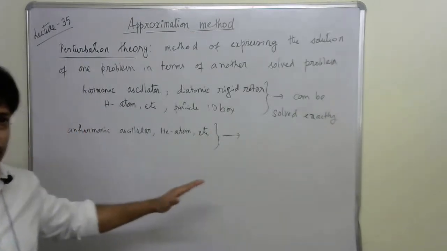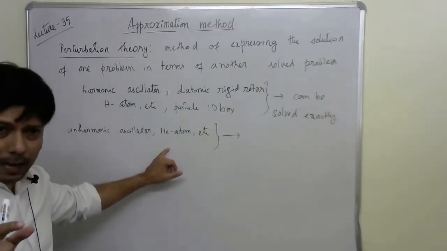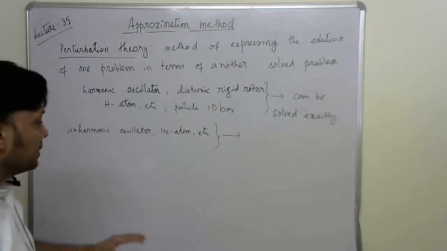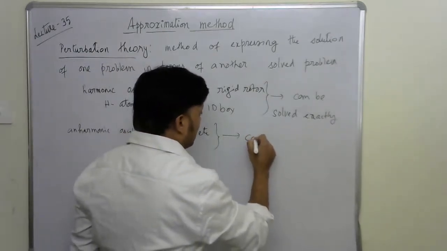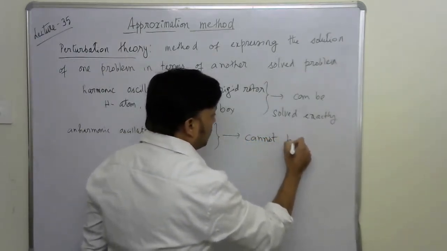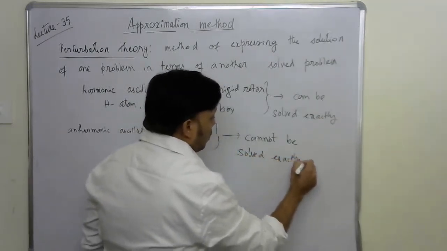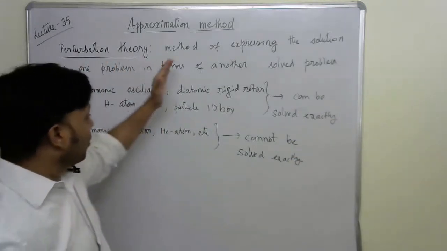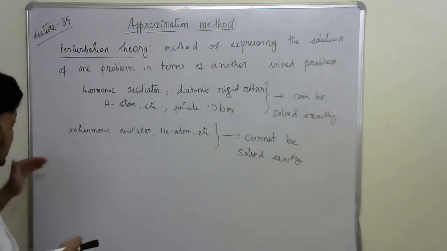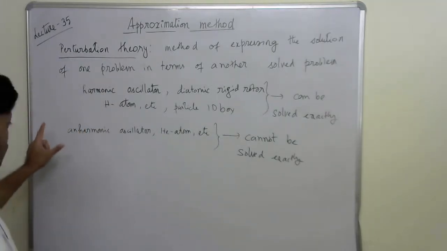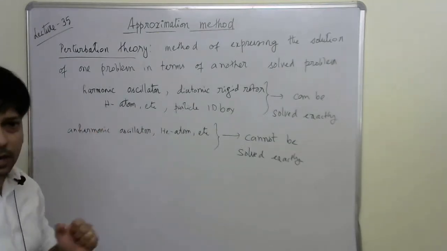But on the contrary, we have just seen that the Schrodinger equation for the helium atom cannot be solved exactly. The same thing goes for the anharmonic oscillator. In both these cases the Schrodinger equation cannot be solved exactly. So what is the utility of the perturbation theory? It says that we can solve the problem of the helium atom by taking the help of the hydrogen atom itself.